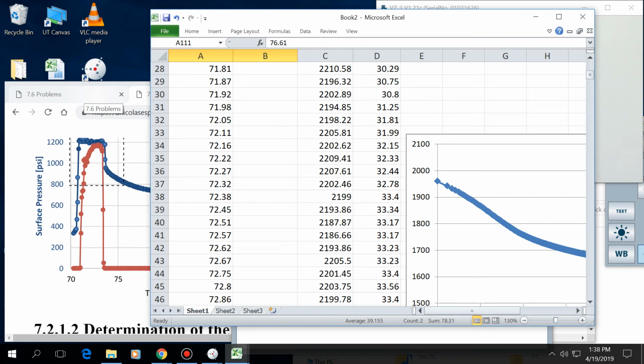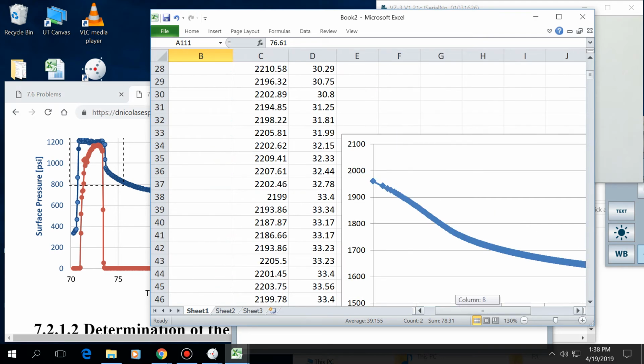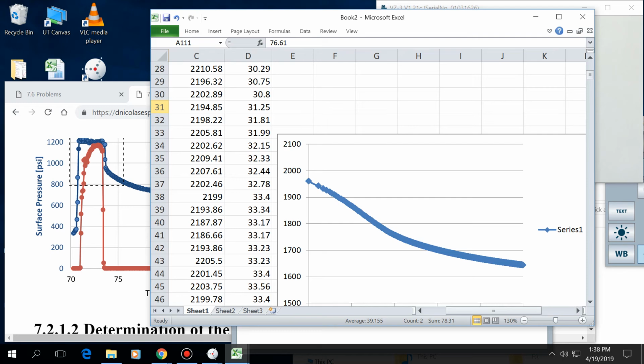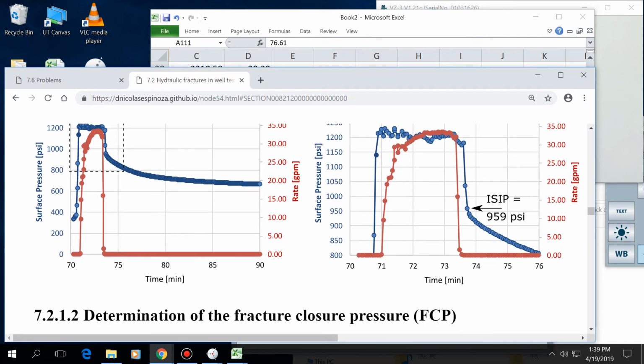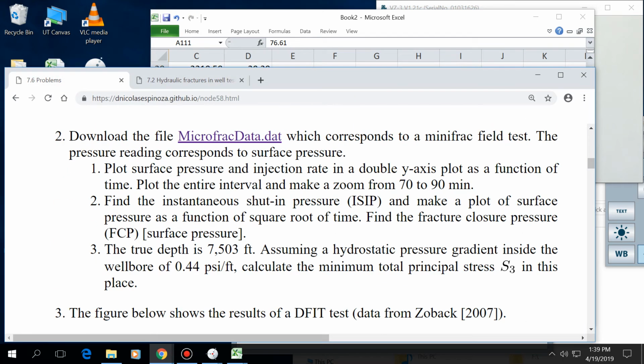So I'll let you pick exactly what the value is, okay? But I'm going to move on to the next part, which is knowing what that value is. That's a surface reading. It's a surface pressure. And knowing that this is the true depth for that test, and that we have a fracturing fluid with a density very similar to water, I'd like you to tell me what is the minimum principal stress.